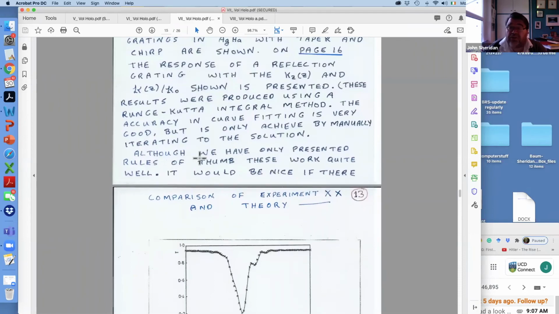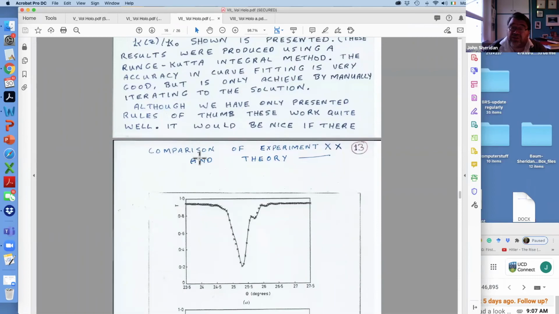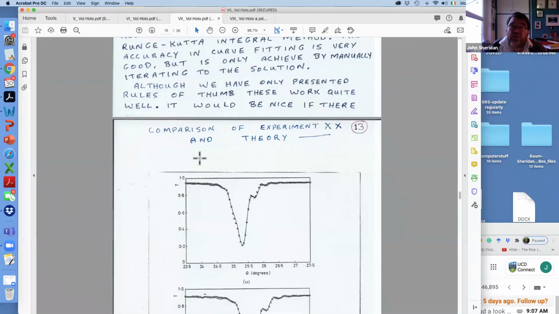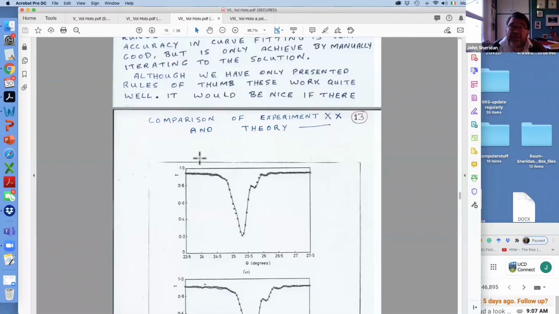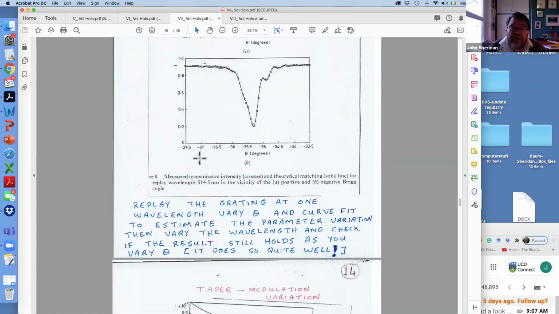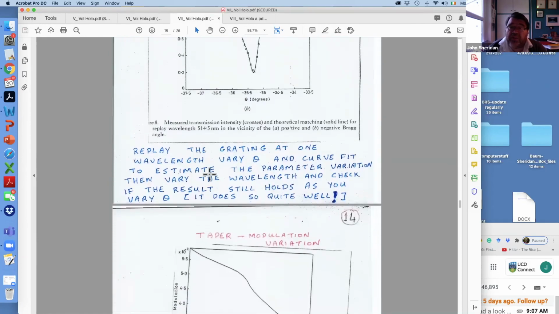But now, of course, you can use more complicated software. And again, it's the constraints, the regions you search for, and a priori knowledge that helps you get there. Although we've only presented rules of thumb, these work quite well, and it would be nice if they're comparisons of experiments and theory, if the replay of the grating at one wavelength, vary theta, and curve fit to estimate the parameter of variation.